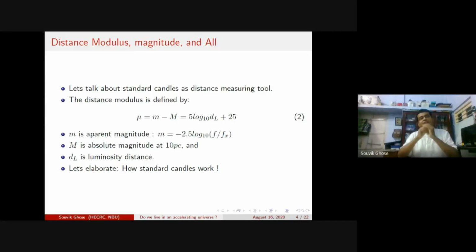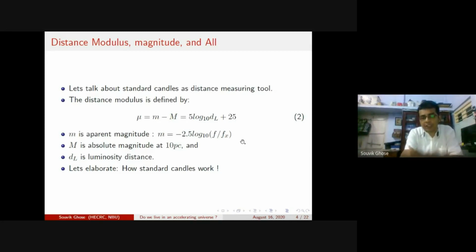About standard candles as a distance measuring tool. The distance modulus is formally defined as mu equals m minus M, where m is the apparent magnitude and M is the absolute magnitude. M is again in turn defined by this, where f is the flux of that distant source, and f_x is a sort of calibrating flux.